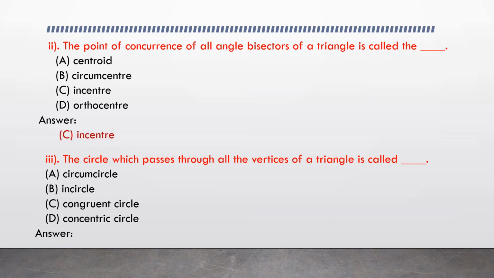Third question, the circle which passes through all the vertices of a triangle is called dash. Options are A is circumcircle, B is incircle, C is congruent circle and D is concentric circle. Option A is your answer, circumcircle.